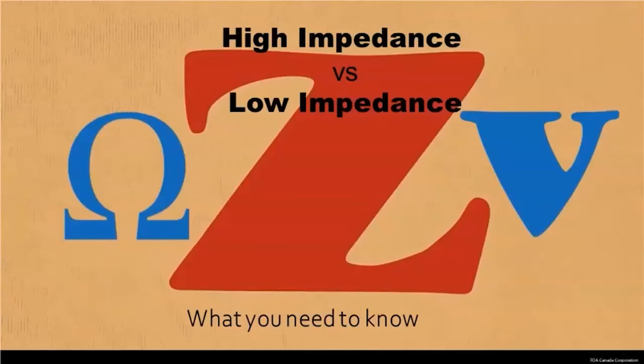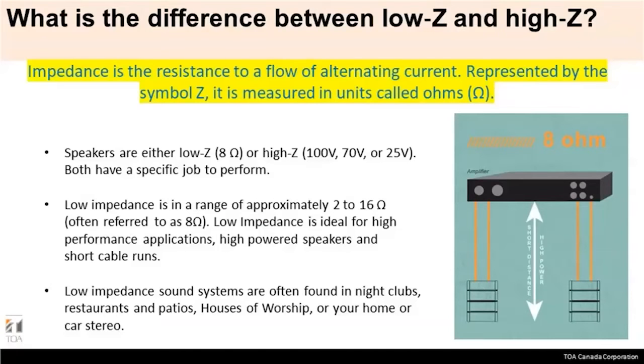All right, so high impedance versus low impedance. We also call it high Z versus low Z in audio terms. So essentially, the first question that comes to our mind is, what is the basic difference between high impedance or low impedance, or high Z and low Z? So low impedance is usually 8 ohms per se, and high impedance is usually 70 volts in Canada.